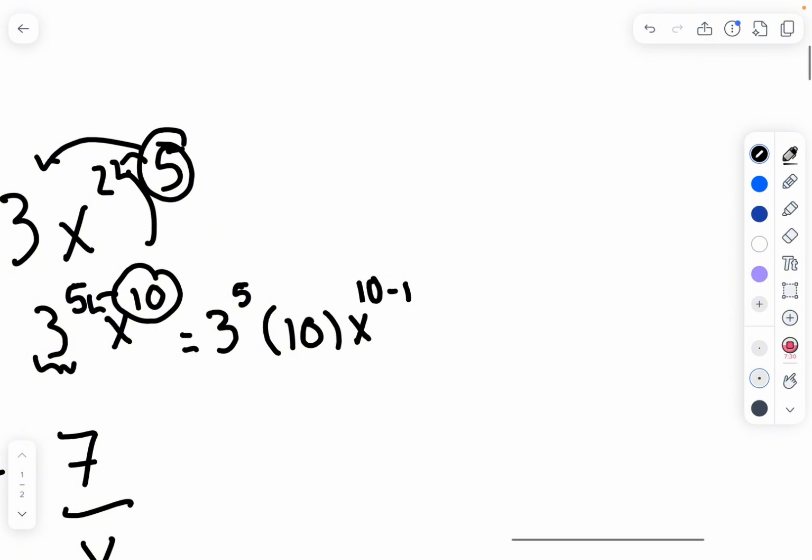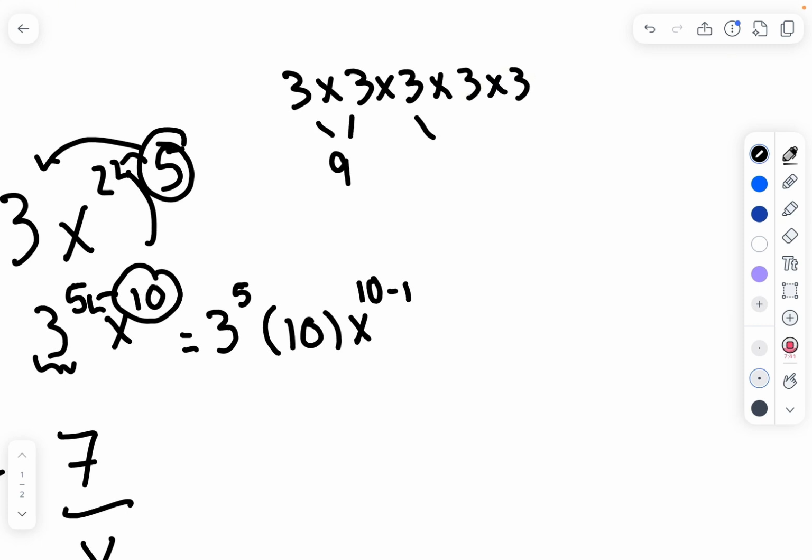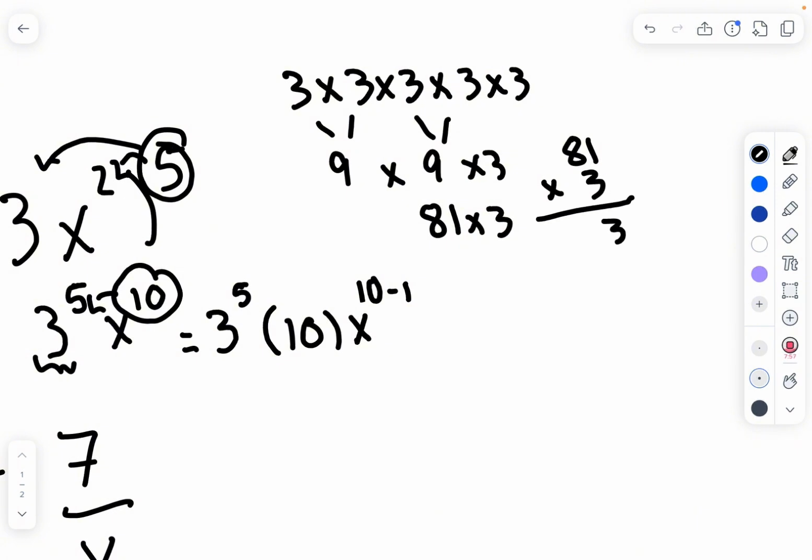So first we have to figure out what 3 to the power of 5 is. So we have 3 times 3 times 3, and we'll do that 5 times. We know 3 times 3 gives me 9. We have times 9, and then that times 3. So 9 times 9 is 81. So we have to do 81 times 3. 3 times 1 is 3. 8 times 3 is 24. So we know 3 to the power of 5 gives us 243. And then that times 10, we just add a 0 there.